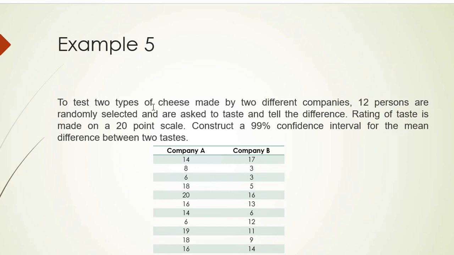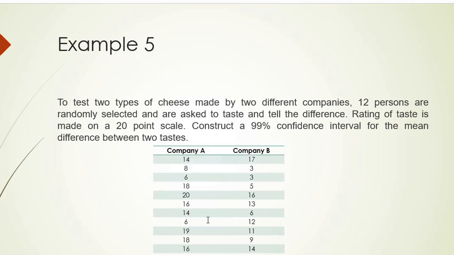to test two types of cheese made by two different companies, 12 persons are randomly selected and are asked to taste and tell the difference. Rating of taste is made on a 20 point scale. Construct a 99% confidence interval for the mean difference between two tastes. For company A and company B, for example, what do 14 and 17 mean? There are two companies making cheese, and one person is asked to taste both and tell the difference. The person gives a rating of 14 to company A and 17 to the cheese of company B. The second person gives a rating of 8 to company A and 3 to company B.